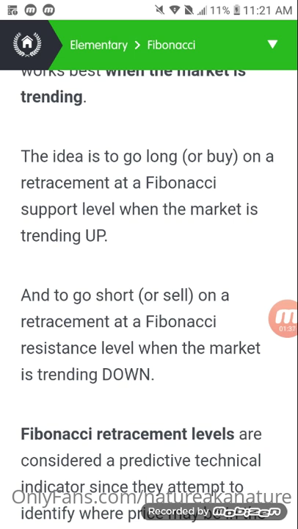So if it's an uptrend and you're going long, you look for a retracement to a support level, because you buy on support. Same thing with a downtrend: you sell at the top of the resistance. You're going to sell or go short at a Fibonacci retracement resistance level when the market is trending down.